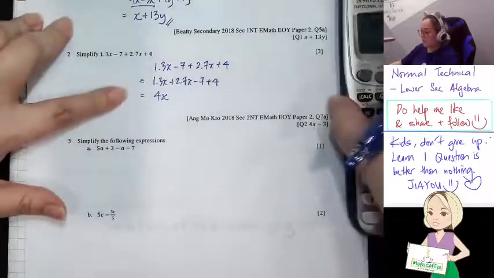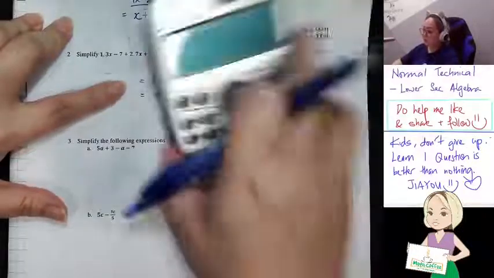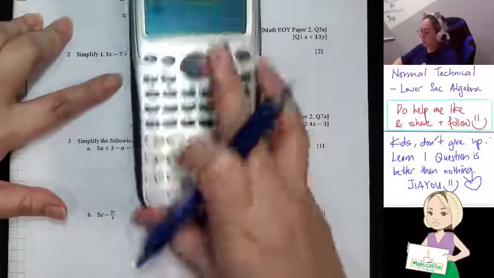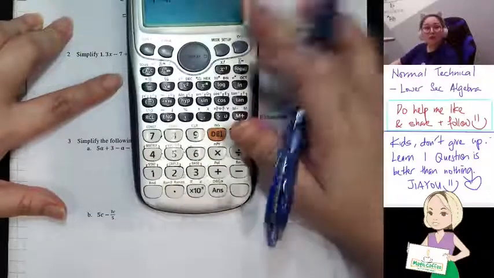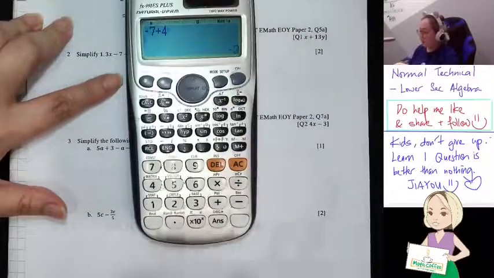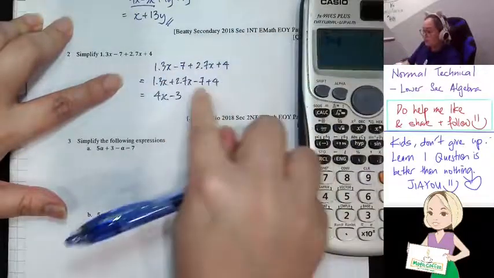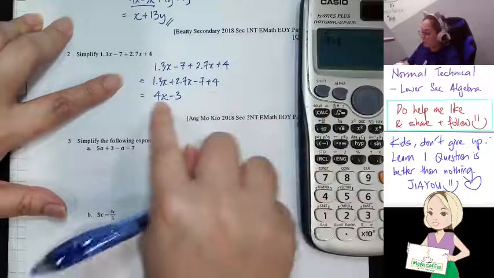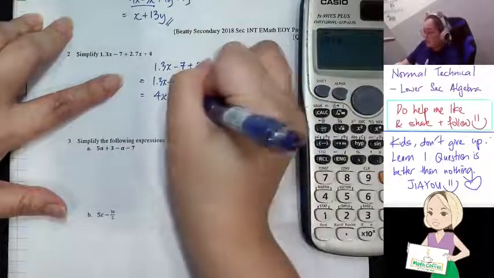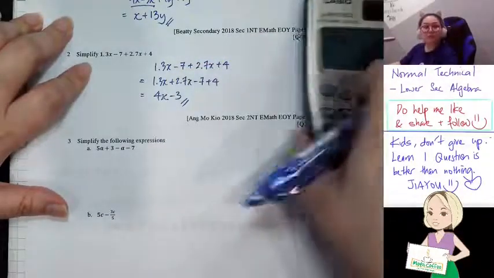Okay, so then next, minus 7 plus 4. So it is negative 7 plus 4. Negative 7 plus 4, calculator gives you negative 3. So this one is minus 3. But don't forget, this one has no alphabet, so that means it's just minus 3. And that's your final answer.